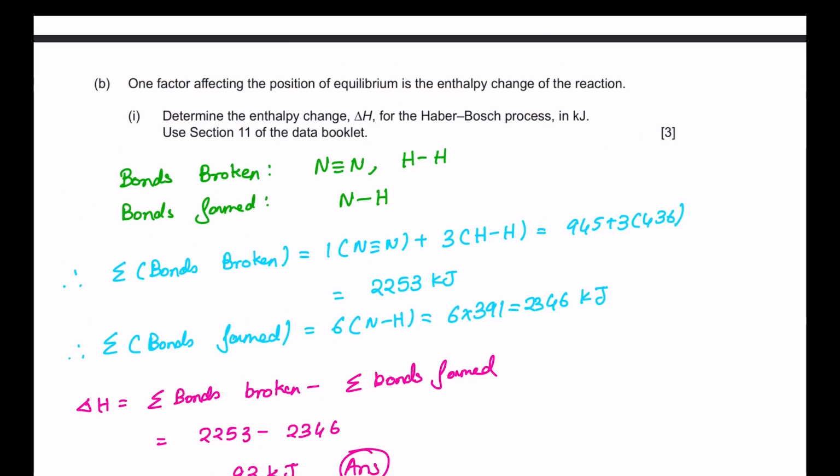So basically what happens is, as the delta H of this reaction from part B1 is negative, we can say that the reaction is exothermic. For any exothermic reaction, by Le Chatelier's principle, an increase in temperature shifts the equilibrium to the left and the yield of the products decreases. And also from the graph we can see that there is a decrease in yield as the temperature increases, and that's it.